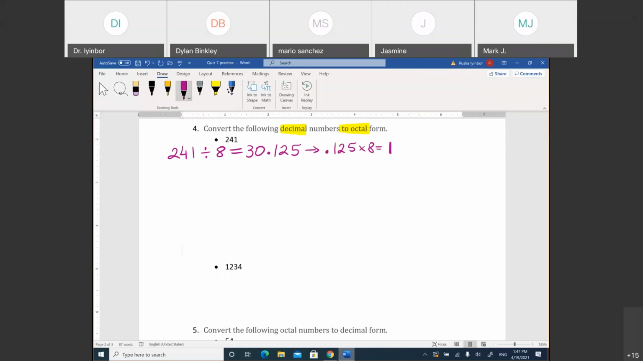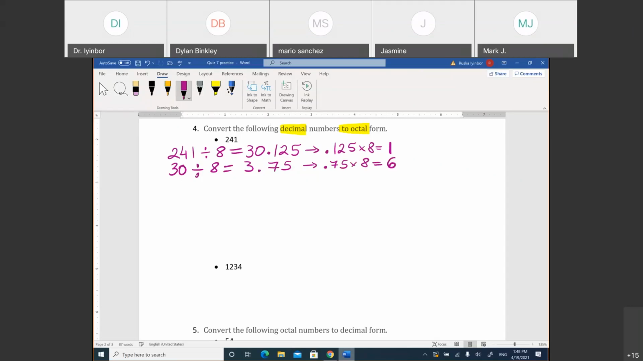I'm going to just make a little room. So here we're going to start with 30. We're going to continue 30 divided by 8. What is that? 3.75. And then you're going to do 0.75 times 8. And that gives me 6. Okay?